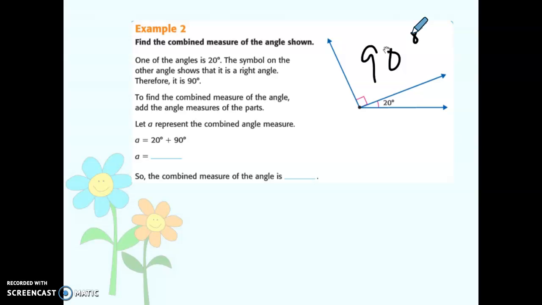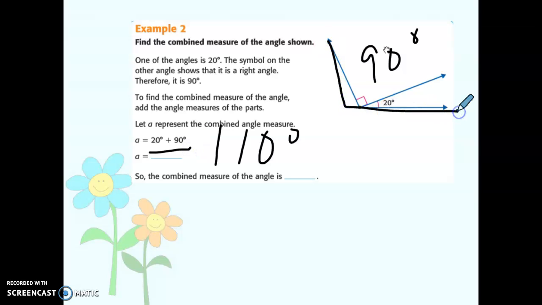What it asked us to find, what is the combined measure of the angle shown? So now I'm going to have to take my 90 degrees plus my 20 degrees to get my 110 degrees, because I'm adding those two together because it asked for me to find the combined measure of the angle. And my answer makes sense.